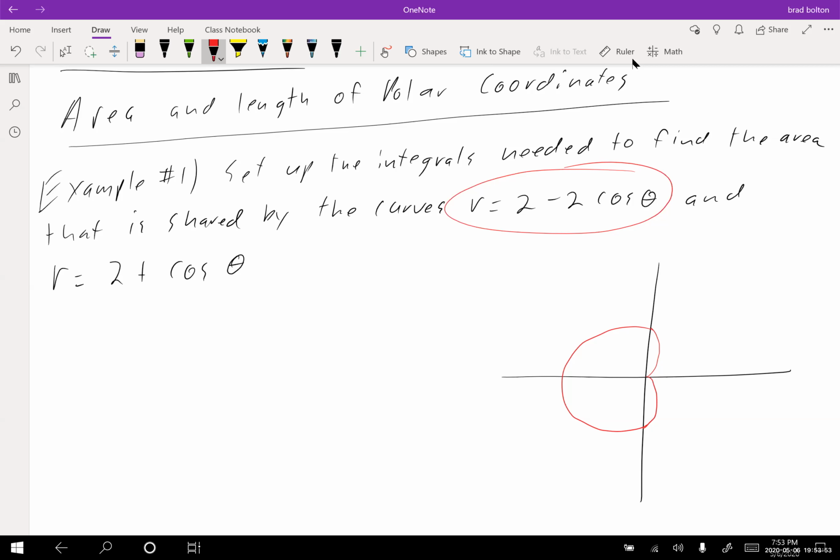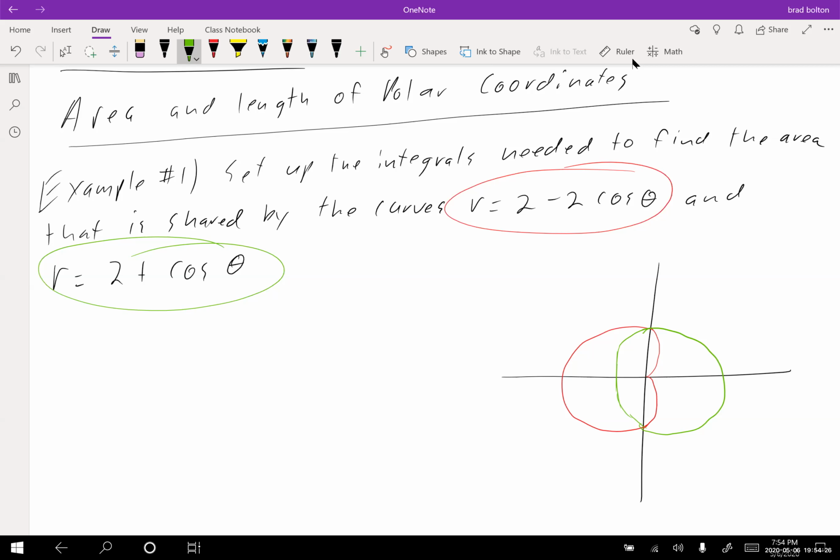And we get another graph that's 2 plus cosine theta. So then this one looks something like this. I'll draw this guy in green. If I look on my calculator, it's something like this. And then it does one of these, okay? So we have our two polar graphs, okay?